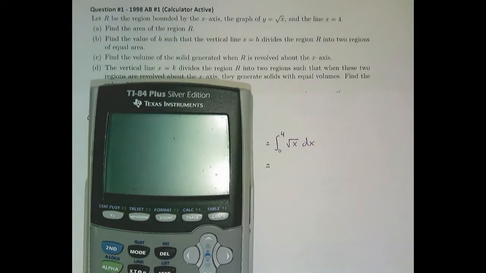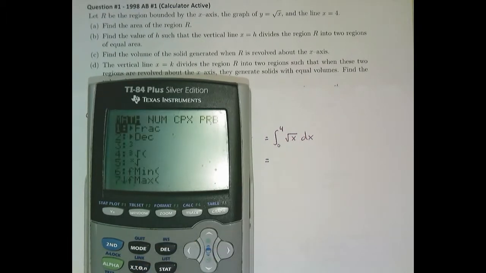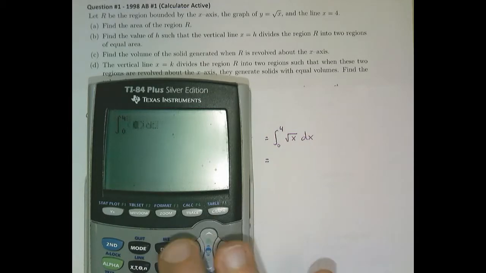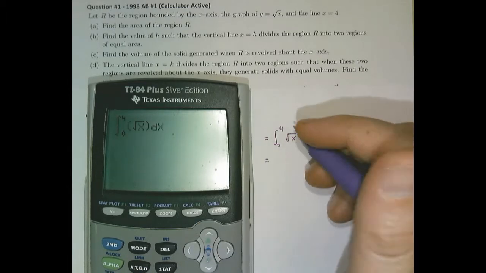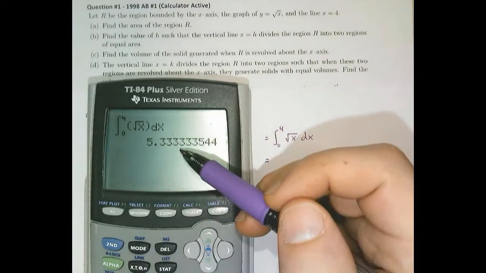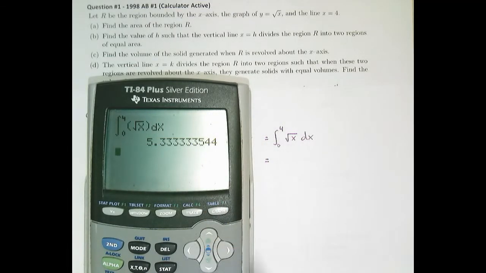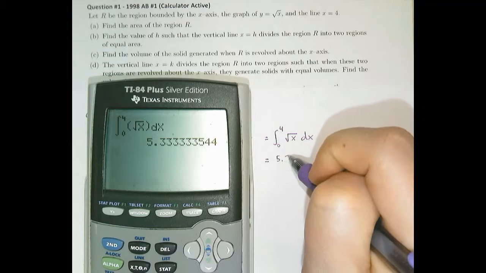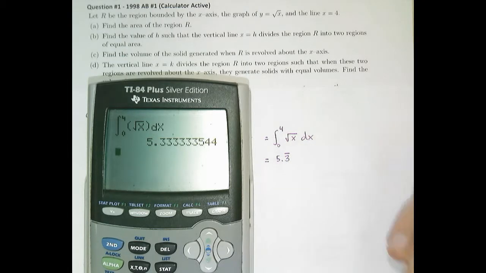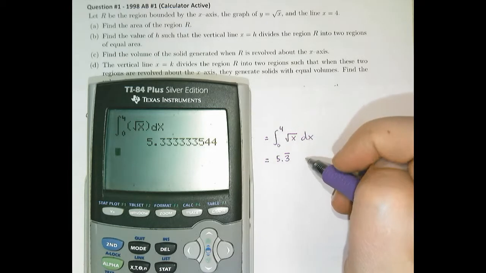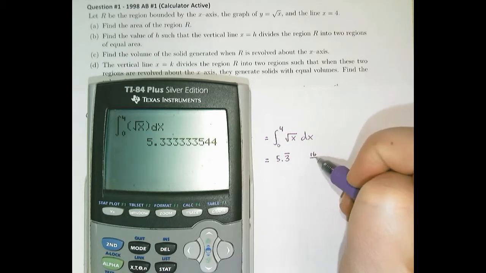So if we take our calculator here, clear off the screen, math 9 pulls up our definite integral, 0 to 4 of the square root of x dx. And we should get an answer. Looks like 5.3 repeating. If we want to convert that to fractions, 5 1/3, we would be good. So 5 1/3 is 16/3.